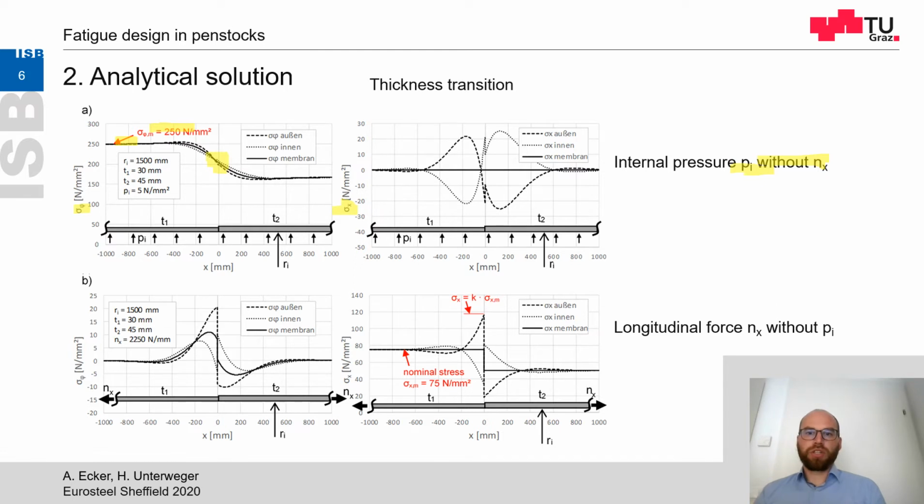And here I show you the stresses in circumferential and longitudinal direction in case of a longitudinal force Nx without Pi. Here the stresses in longitudinal direction are decisive. For this example, the nominal stress is equal to 75 Newton per square millimeter.